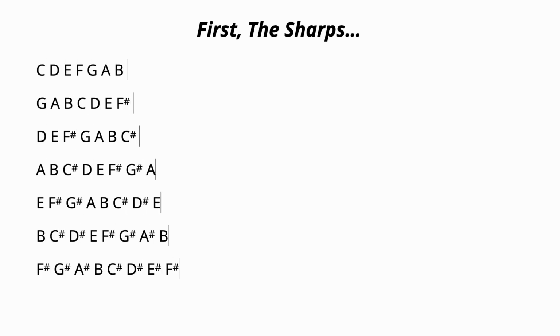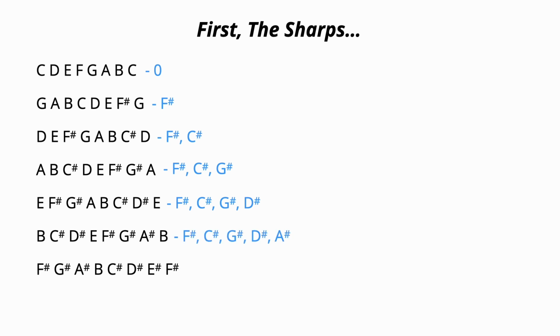If we write out every key that has sharps and then separately write out what those sharps are, we should see a pattern. The C major scale has 0 sharps, G has 1, which is F sharp, D has 2, which is F sharp and C sharp, A has 3, which is F, C, G, E has 4, which is F, C, G, D, B has 5, F, C, G, D, A, and F sharp has 6, F, C, G, D, A, E. You should notice here that our sharps are cumulative. What that means is that we are adding and keeping them as we go along.